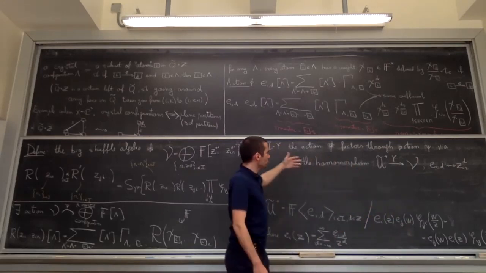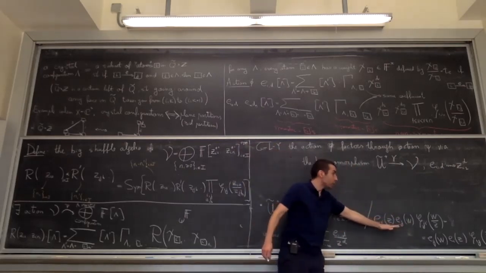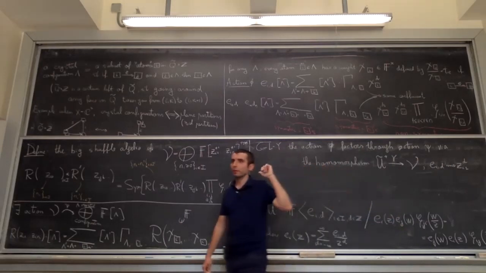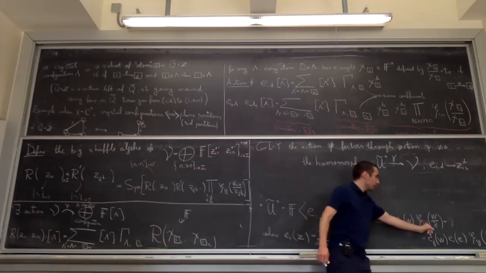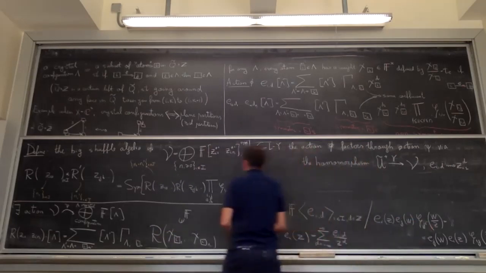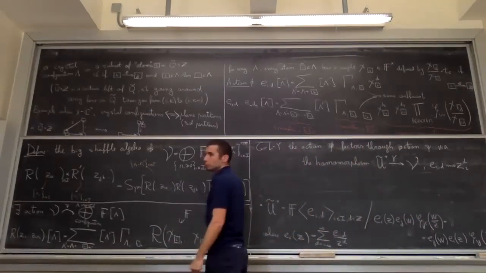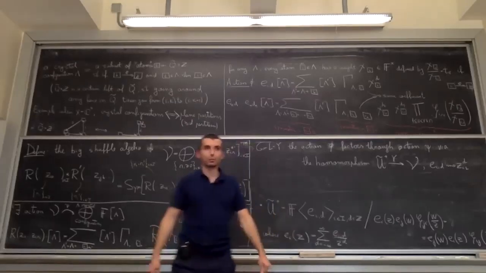Essentially, what you need to do to check that fact is to show that this quadratic relation holds in the shuffle algebra. And that's, in a sense, maybe not so hard to believe, because the structure constants of this relation are given by the zetas, and the structure constants in the shuffle algebra also have to do with the zetas. They're the same zetas which appear.